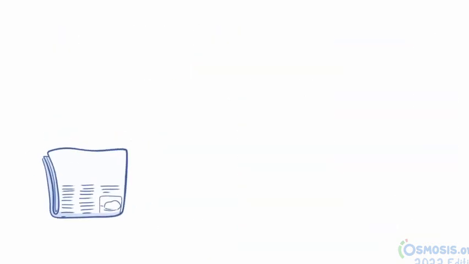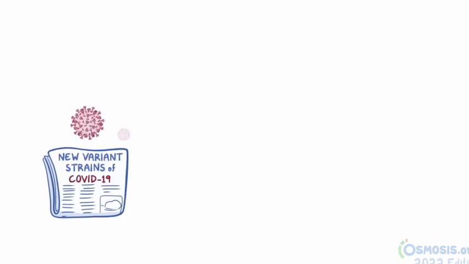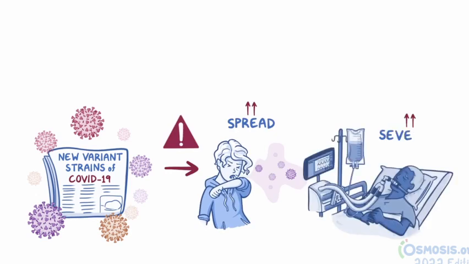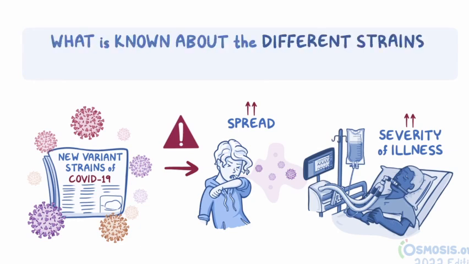By now, you've likely heard about the new variant strains of COVID-19 that are circulating around the world. There are a number of concerns with these new strains, as they may make it easier to spread COVID-19 to others, and they may increase the severity of COVID-19 illness. This video aims to explain what is known about the different strains and how they may affect achievement of herd immunity.